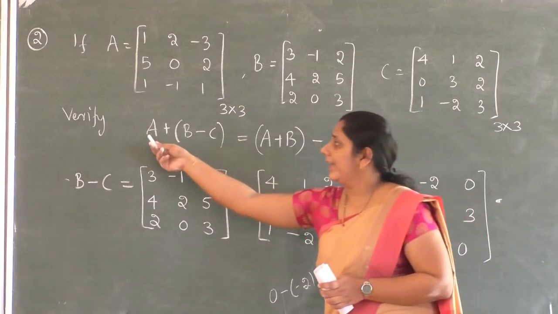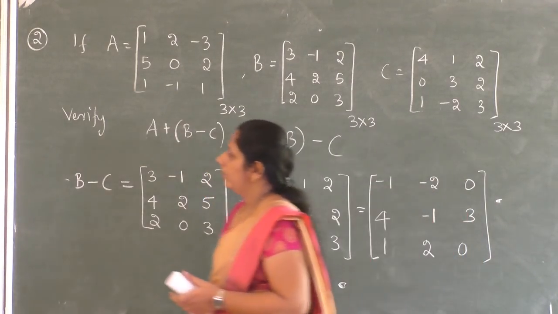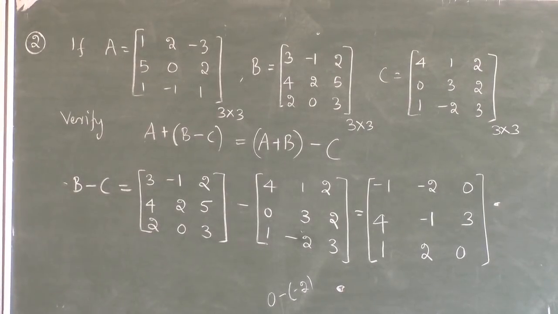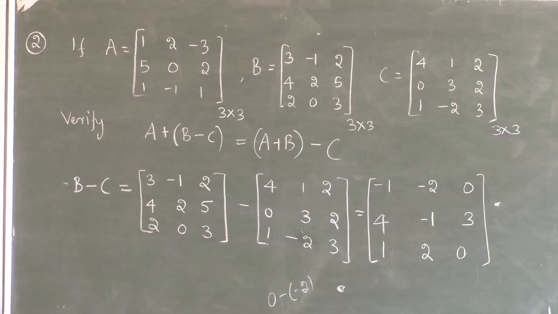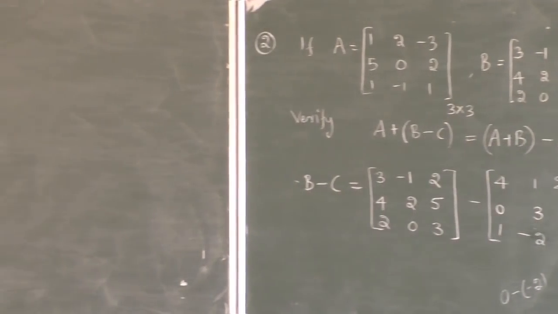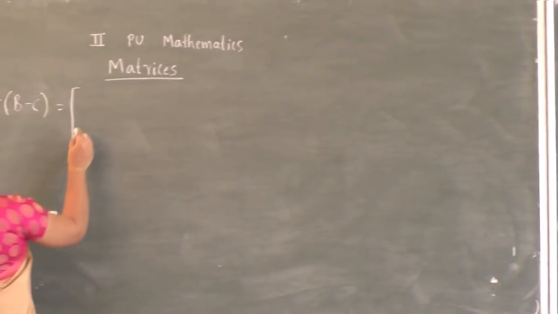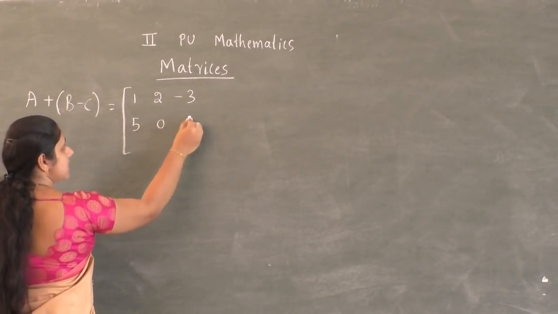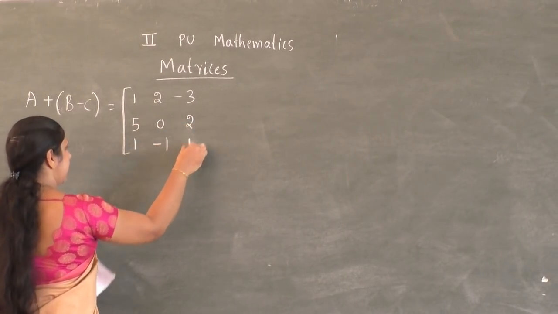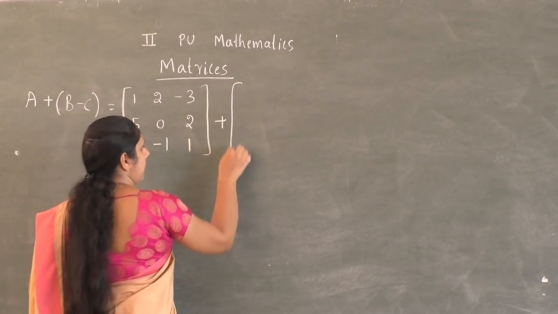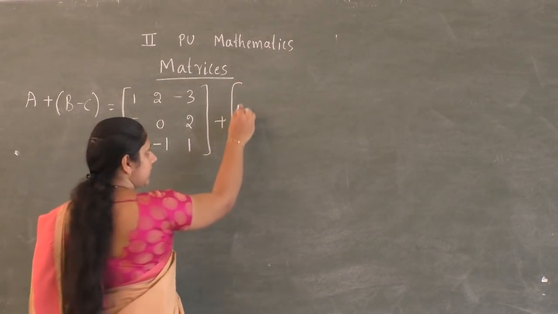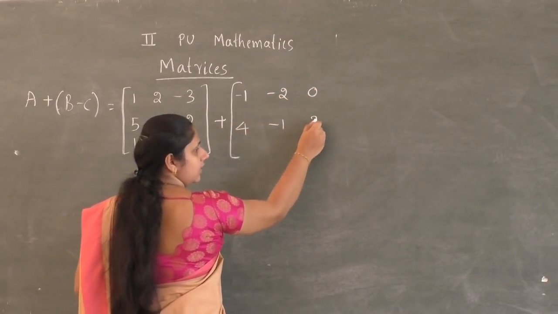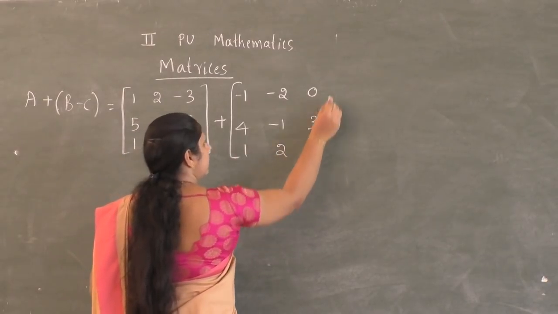Now we will find A plus (B minus C). Now consider A plus (B minus C). So matrix A is 1, 2, minus 3, 5, 0, 2, 1, minus 1, 1, plus matrix B minus C is minus 1, minus 2, 0, 4, minus 1, 3, 1, 2, 0.